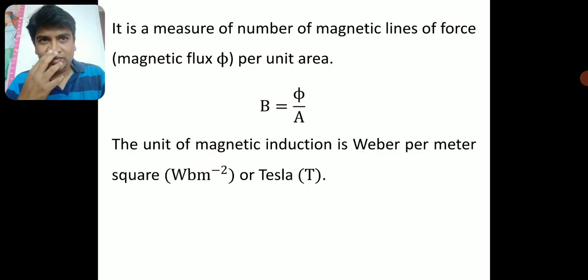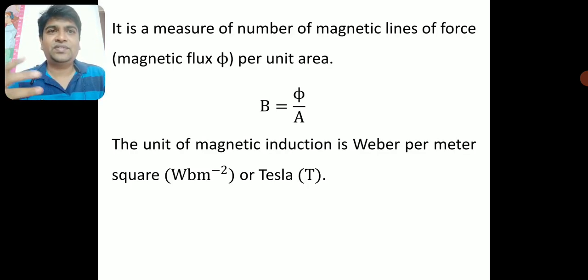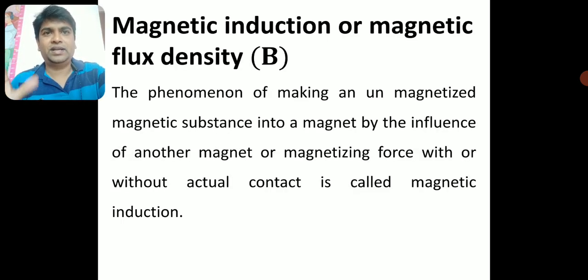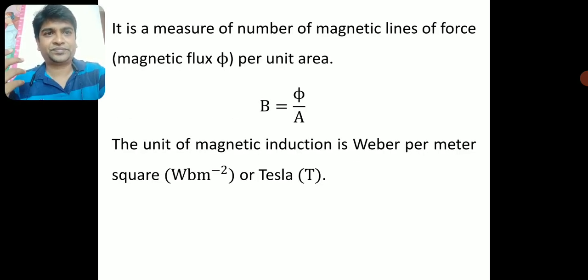Now it is actually a measure of the number of magnetic lines of force which are crossing per unit area. It is magnetic flux per area. B is equal to phi by A. The unit of this magnetic induction is Weber per meter square, or Tesla. This is actually the magnetic field, the intensity of magnetic field B, which is Weber per meter square, or Tesla. It is the induced magnetic field. It's magnetic induction.